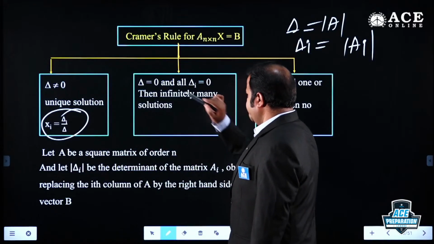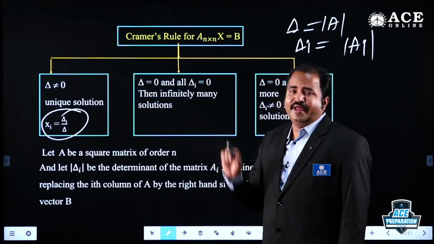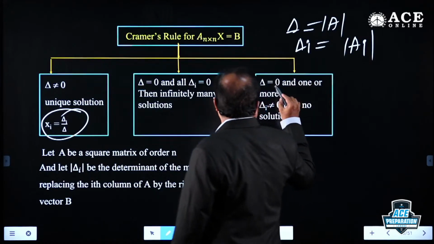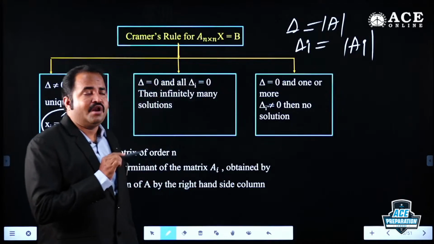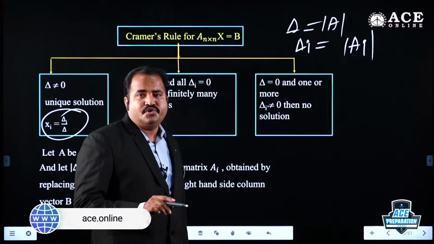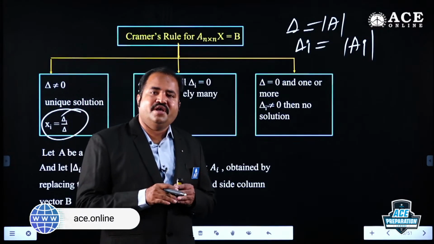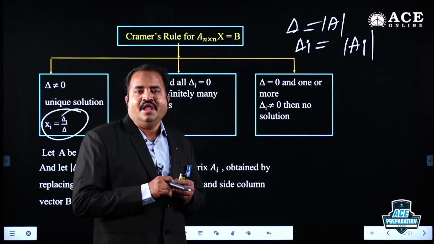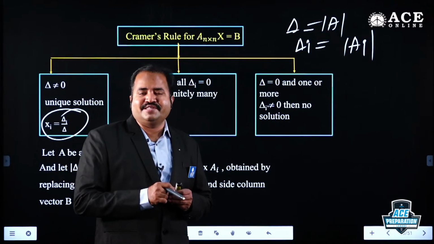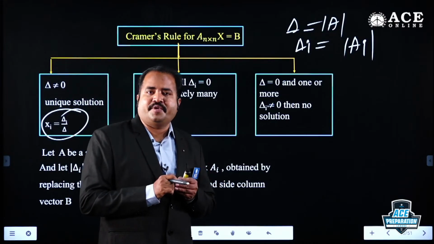And the next one is what? Delta equal to 0 and all delta i are 0, then infinitely many solutions. And the next one is delta equal to 0 and one or more delta i are non-zero, right? Then no solution. Again, what is the disadvantage of this method? This method is also for n by n systems only, and finding the determinant of higher order matrices is not possible: 4 by 4, 5 by 5, 6 by 6. So this method is not preferable.